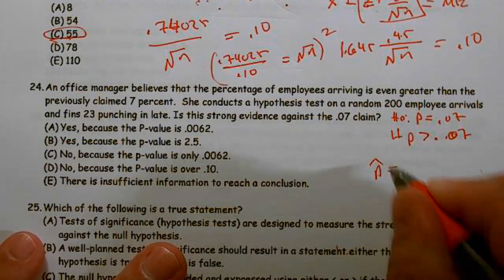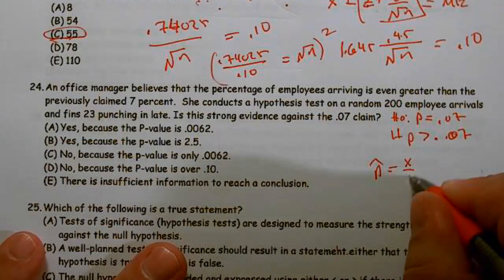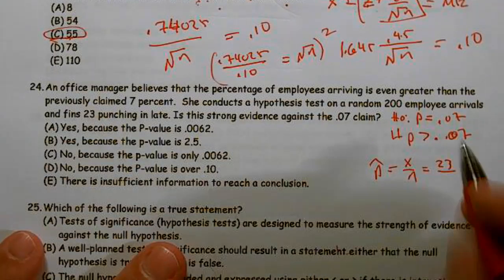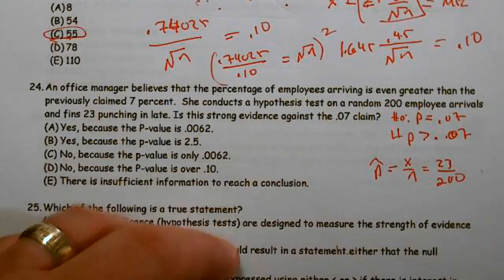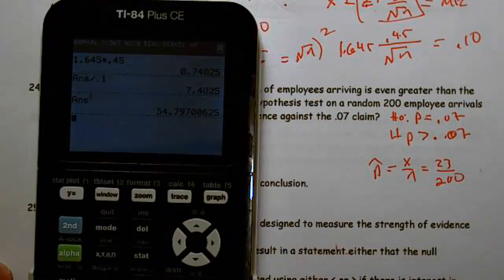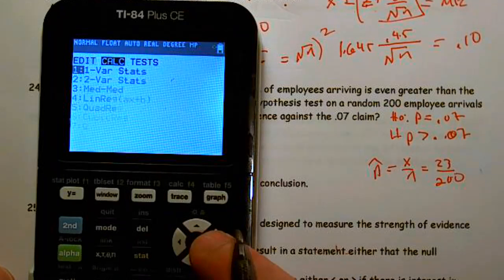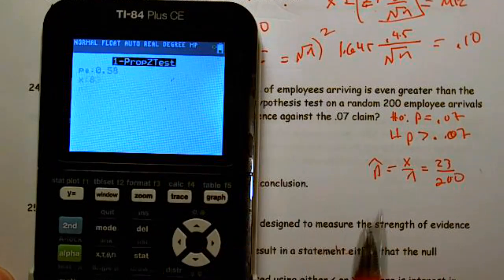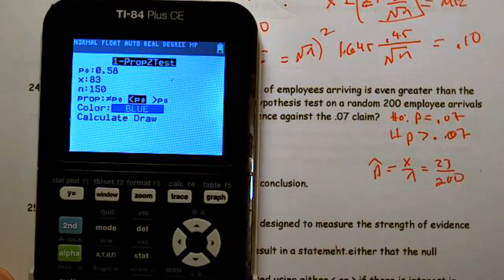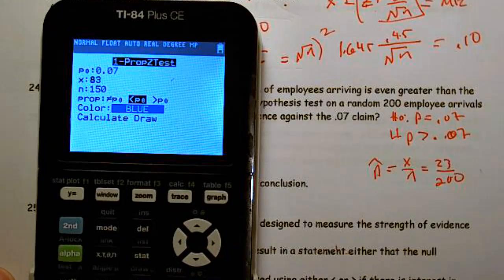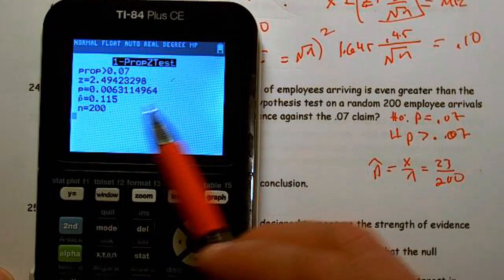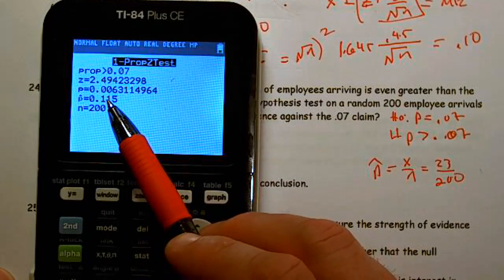P hat is going to equal X over N, where X is 23 out of 200. And I'm not going to show my work on this. I'm just going to go straight to the calculator at this point. So stat, test, 1 proportion z-test. P naught, that's the claim, 0.07. X was 23. N was 200. Greater than, and we end up getting a p-value of 0.006.